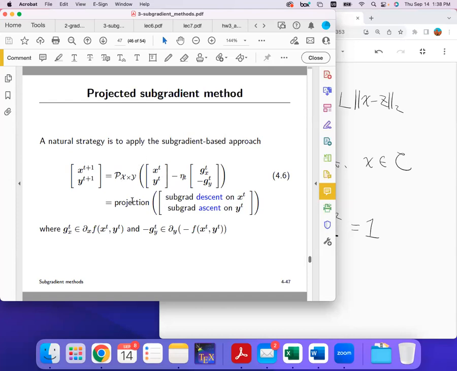So this is basically projected subgradient descent on x and projected subgradient ascent on y. A very simple algorithm, the straightforward extension of the subgradient descent.